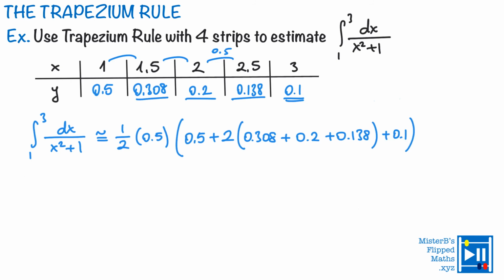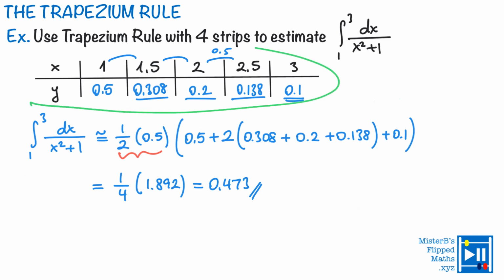Now I prefer to calculate here separately, saying that it's going to be 1 over 2 times 0.5, which is going to be either 0.25 or 1 over 4. That's my preference, but decimal is okay. In brackets, I just calculate whatever is inside the brackets, which is 1.892. And when you do the multiplication, you end up with 0.473 as your estimation. So basically, all you have to do is to make a table. You don't even need to sketch the graph. You just make a table.